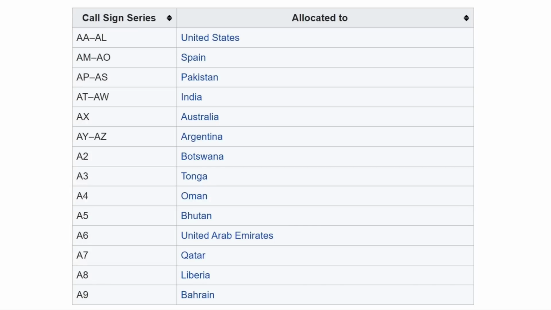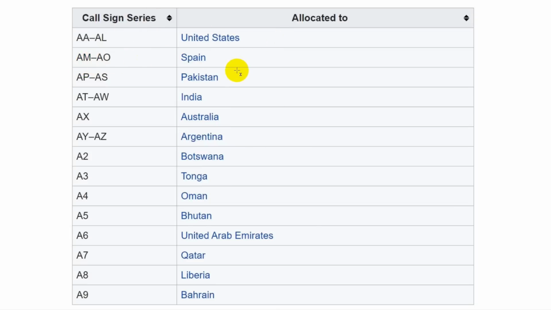Well, let's look at all the A call signs and see just to whom they go. This is the United States as AA through AL. So, Jim, your call sign, if you want to start it with an A, has to start with AA, AB, AC, AD, all the way up to AL. It has to start with one of those prefixes. Those are United States calls.